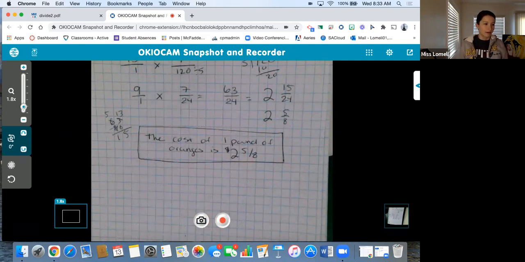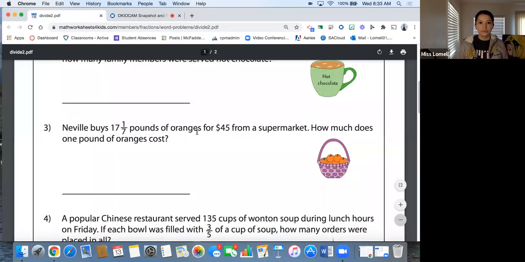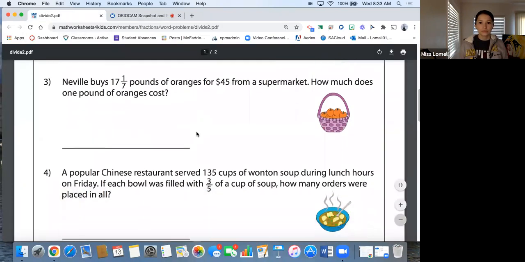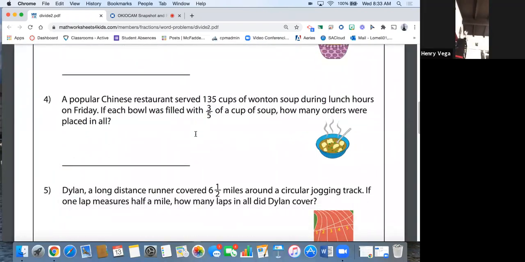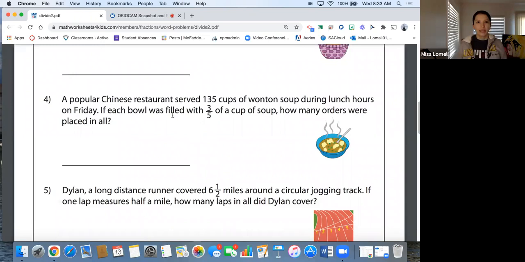Okay. All right, we're ready. Okay, let's try another one. All right, let's do number 4. A popular Chinese restaurant served 135 cups of wonton soup during lunch hours on Friday. If each bowl was filled 3/5 of a cup of soup, how many orders were placed in all?